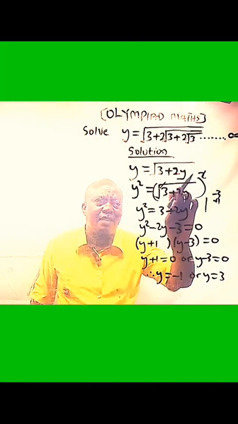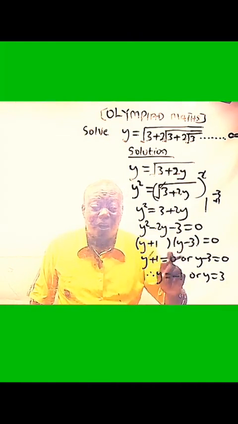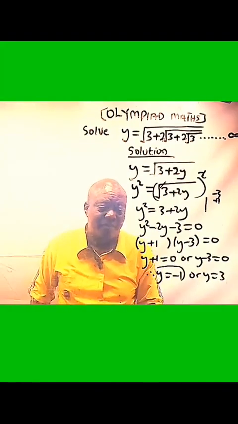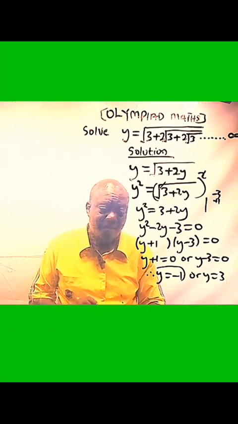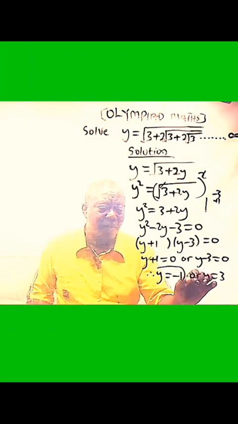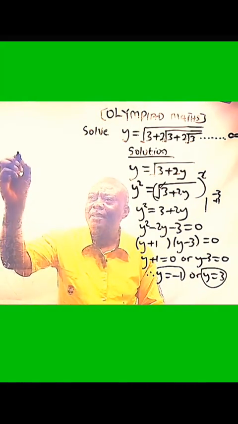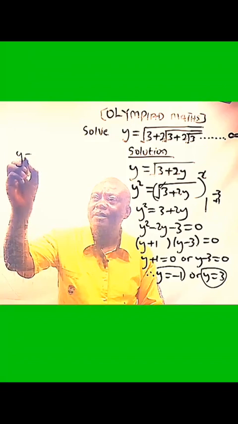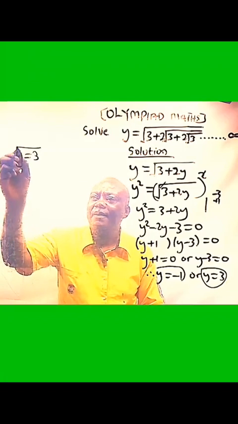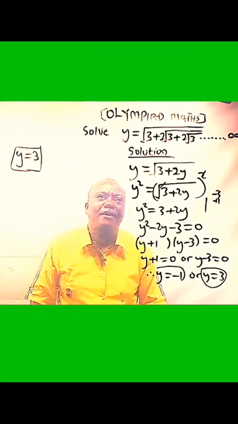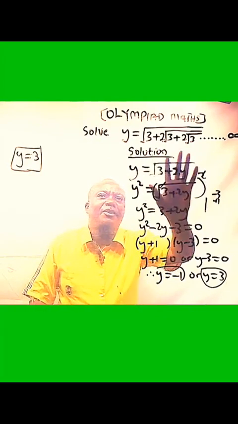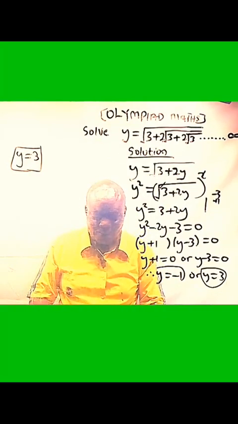But the square root of a number can never be negative. That means the value of y must be positive. Therefore, clearly, the y we're looking for is equal to 3. So everything here will give us 3, and that's the final answer.